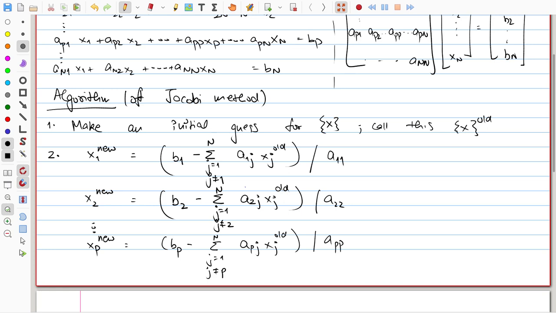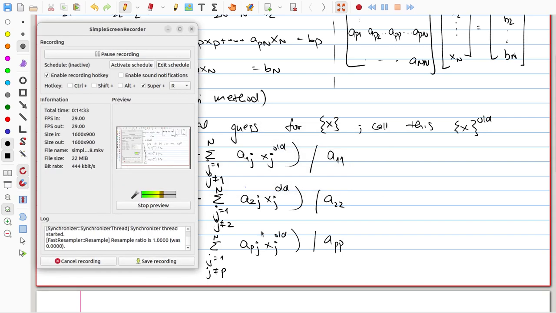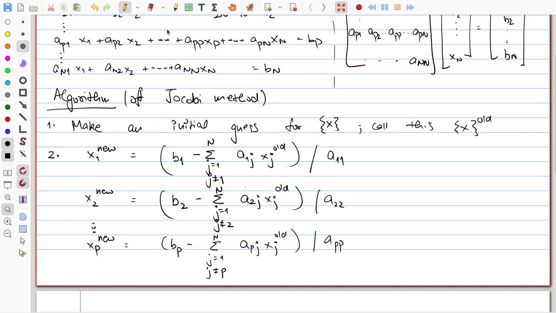So once we have completed this step where we have calculated the new values for x1 all the way to xn, well, the iteration is done, right? So that's the end of the iteration. Any questions?